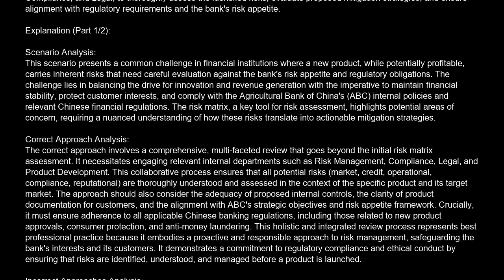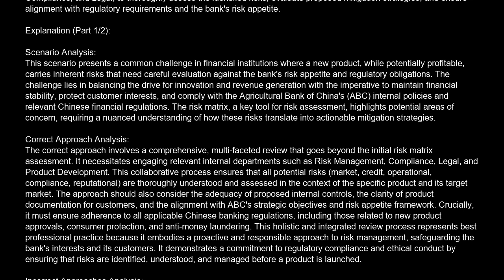The challenge lies in balancing the drive for innovation and revenue generation with the imperative to maintain financial stability, protect customer interests, and comply with the Agricultural Bank of China's (ABC) internal policies and relevant Chinese financial regulations. The risk matrix, a key tool for risk assessment, highlights potential areas of concern, requiring a nuanced understanding of how these risks translate into actionable mitigation strategies.